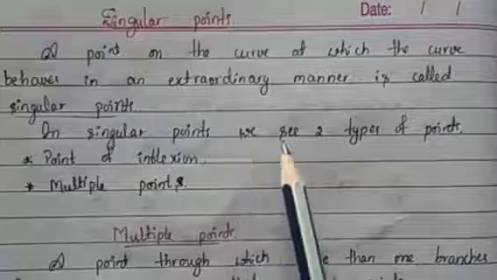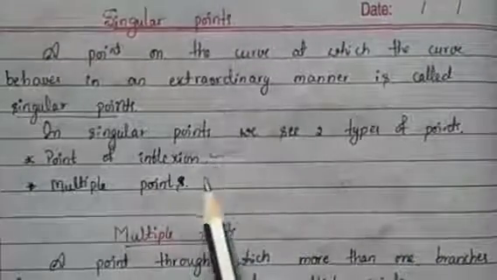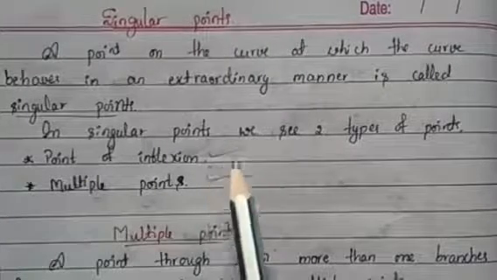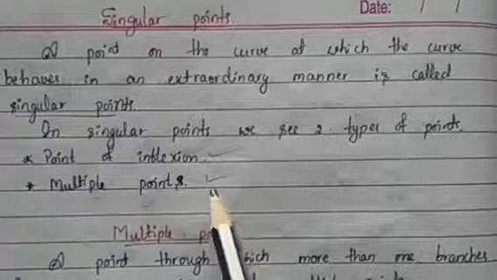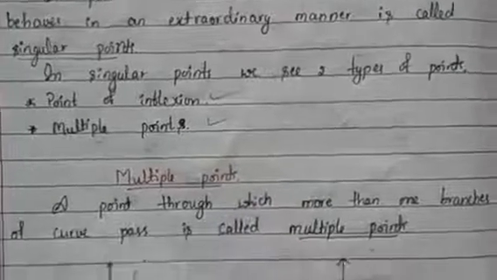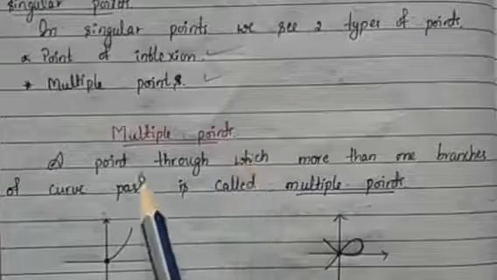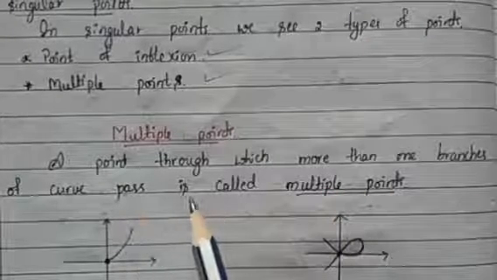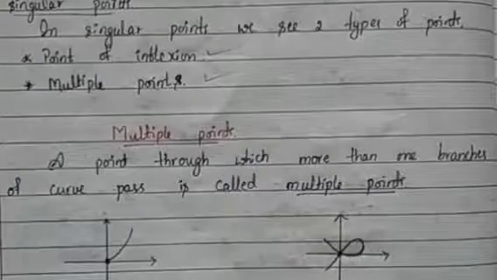In singular points, we see two types of points. One is the point of inflection and the second one is the multiple point. You know about the point of inflection from the previous section. Let me move on to the multiple points. What does multiple point mean? A multiple point means a point through which more than one branch of the curve passes. It is called a multiple point.